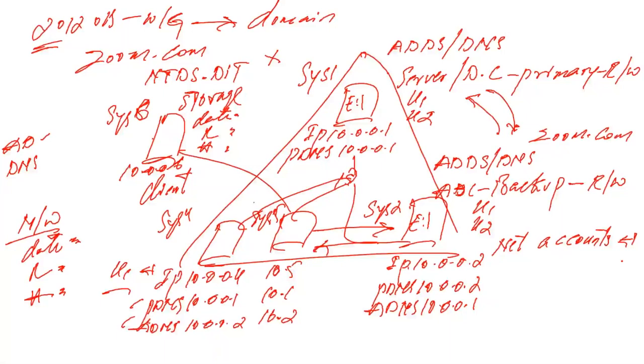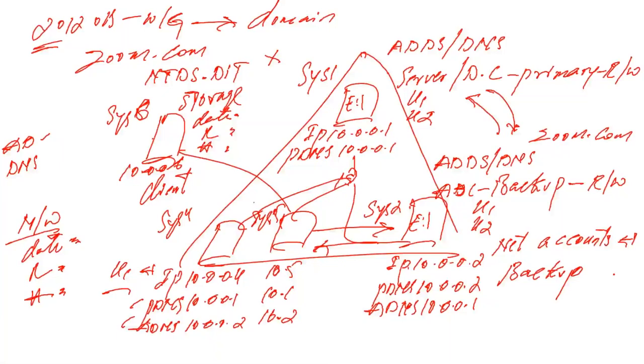So if I type this command in DC, system 1, what is showing? Primary server. If I type this command in system 2, ADC, what will it show you? Backup. So write down backup. By seeing this, you can say system 1 is my primary server and system 2 is my backup. Backup means ADC.